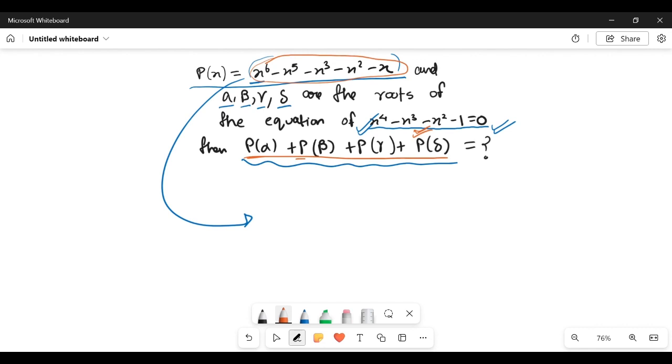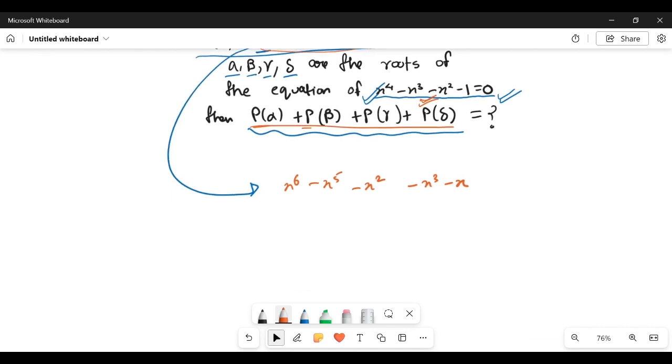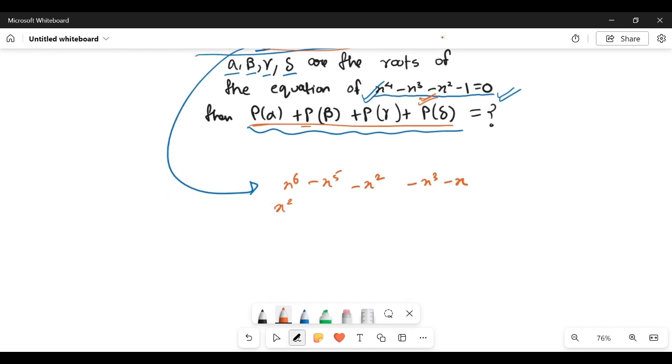So can we think like this? If we club, let's bring x to the power 6 here, and then let's bring x to the power 5, and let's also bring x squared. Okay, and the rest of the things are these, right? Now let's bring x to the power 2 out. This is x to the power 4 minus x cube minus 1, right? What is this from here?